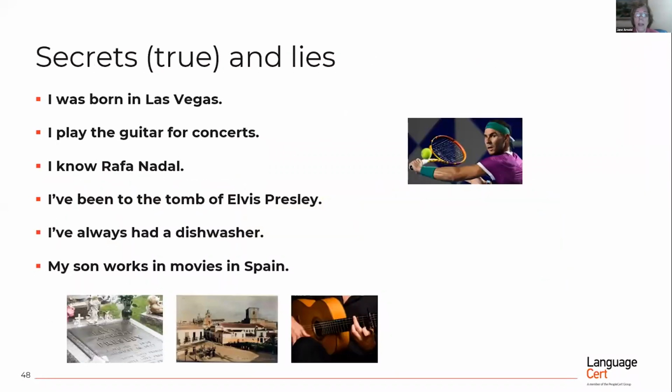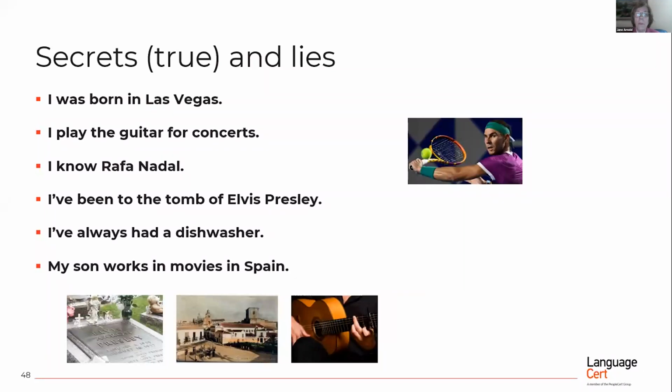So an activity I like to do is this: secrets, things that are true about me, but they're secret, you can't see them, and lies, things that are false. So I put a list of these on the screen, and then I read each one and ask students to raise their hand if they think the sentence is true. Then I go back and I read them again and tell them if they are true.